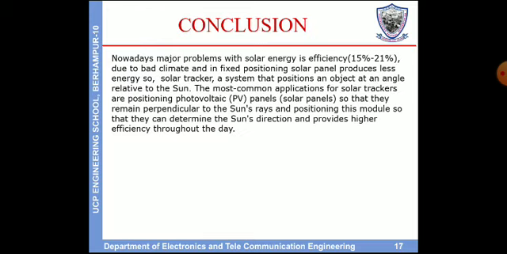Now it comes to my conclusion about this project. Nowadays the major problem with solar energy is efficiency. Due to bad climate and fixed position, solar panels produce less energy. So a solar tracker is a system that positions an object at an angle related to the sun. The most common application for solar tracking is positioning photovoltaic panels so that they remain perpendicular to the sun's rays, and positioning modules so that they can determine the sun's direction and provide higher efficiency throughout the day.